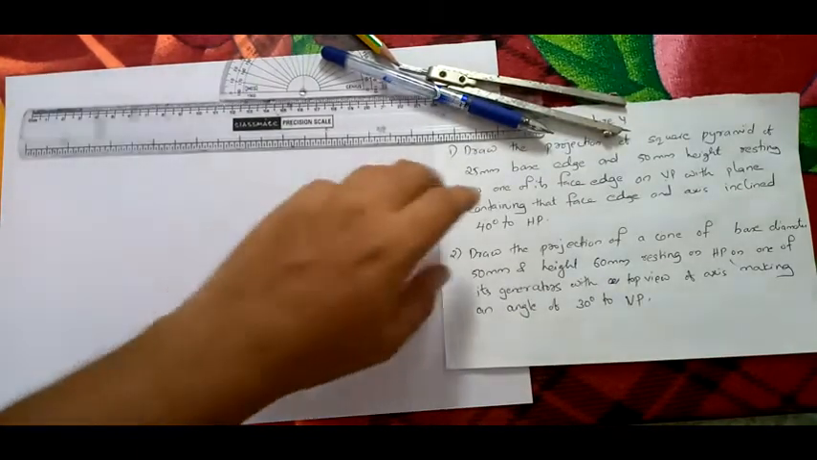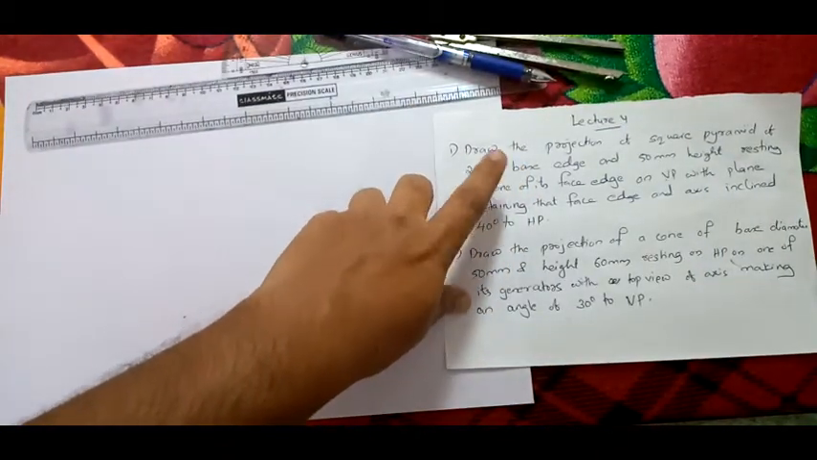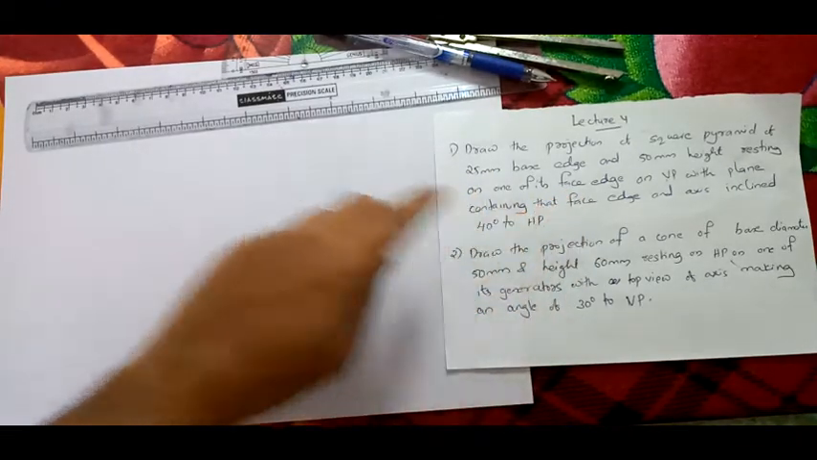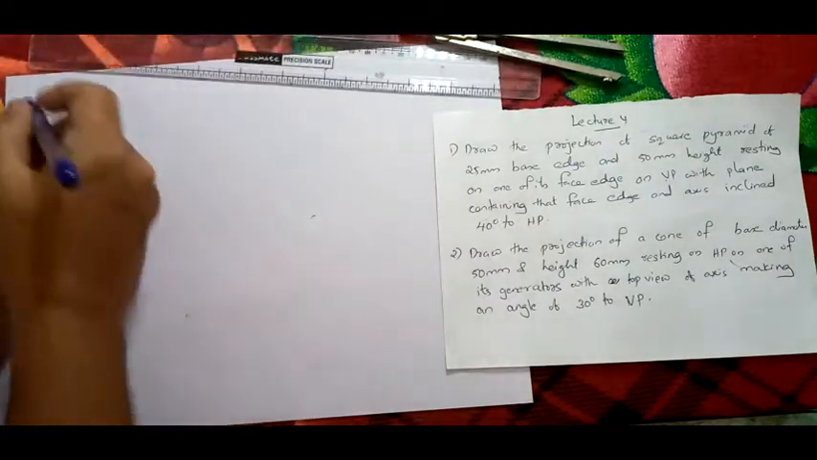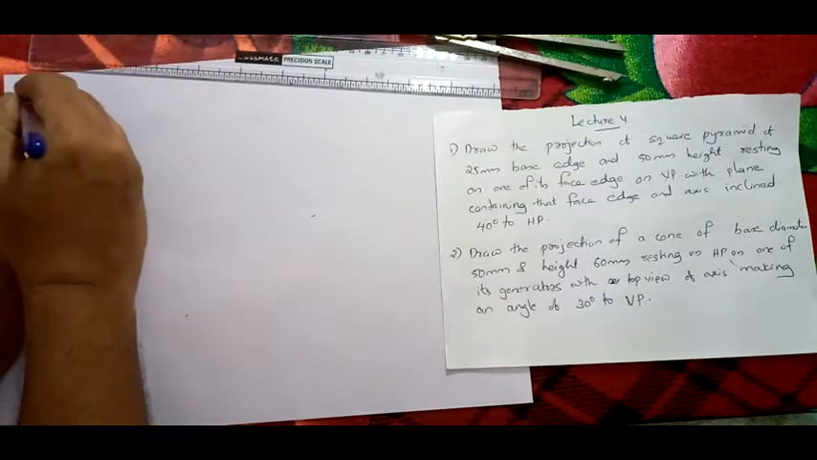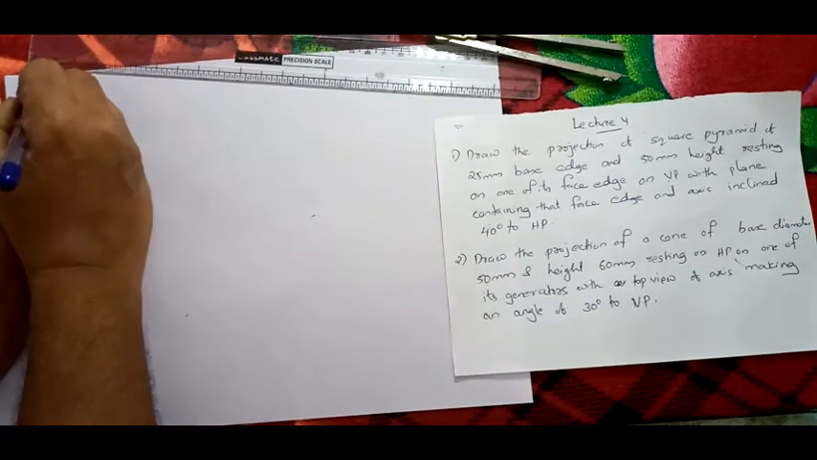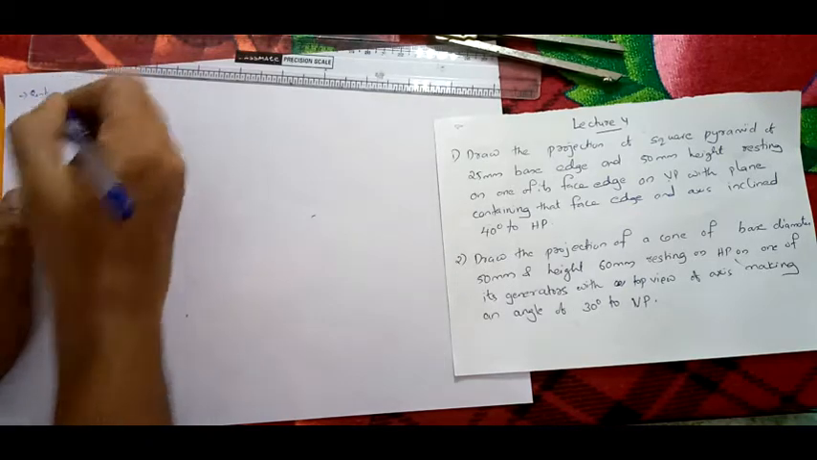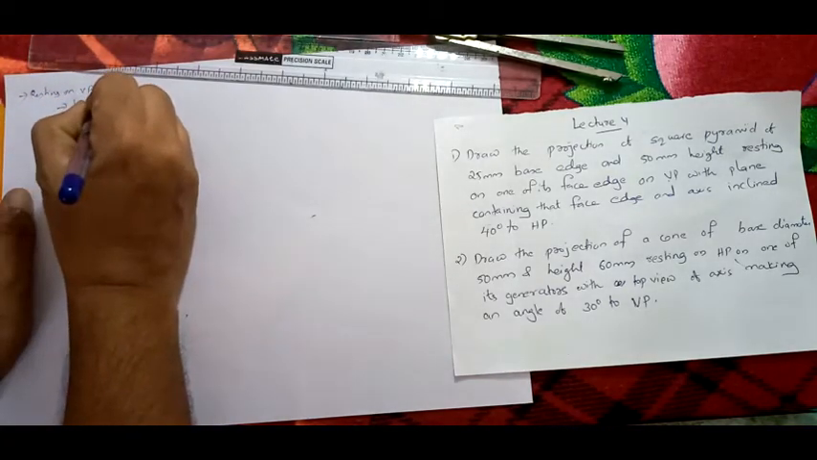See, the first question. Please read the first question. Draw the projections of a square pyramid of 25 mm base edge and 50 mm height, resting on one of its face edges on VP. So it's resting on VP. Here they have first given what it is resting on, VP, right?